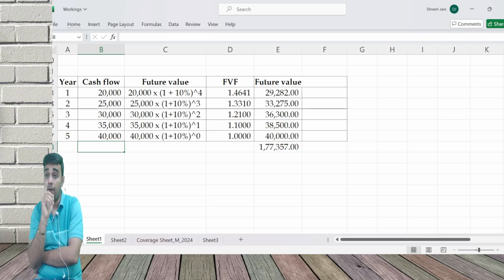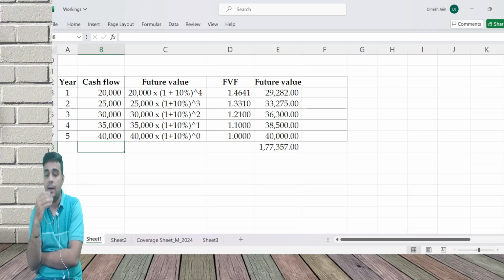So this is a very powerful concept to be clear on, because practical utility is very high. For example, your parents are coming and asking you that we will create one FD in year 1 of 20,000, second FD of 25,000, third FD of 30,000, fourth FD of 35,000, and in year 5 I'll get another 40,000. Can you tell me what will all this become in year 5? That's a requirement, they give it to you. That is what we have done here.